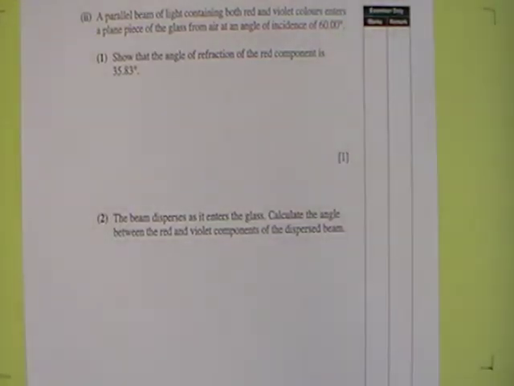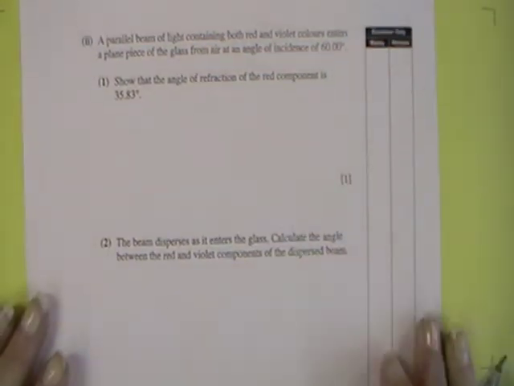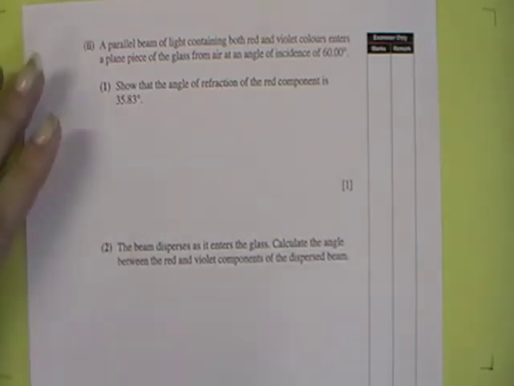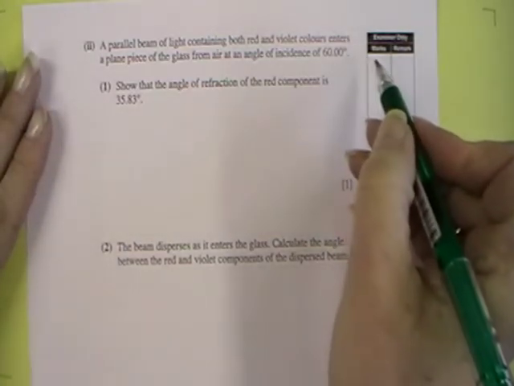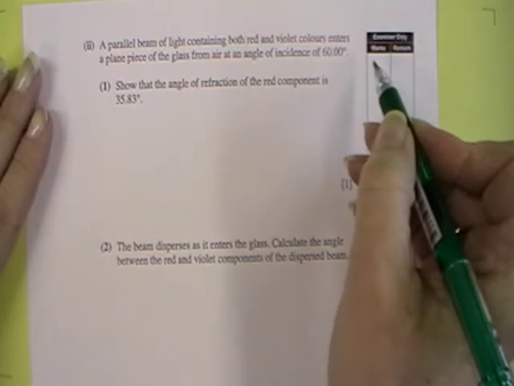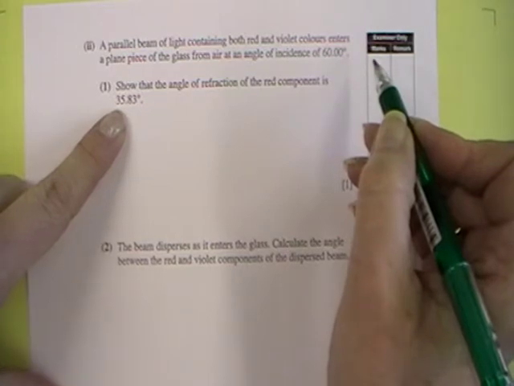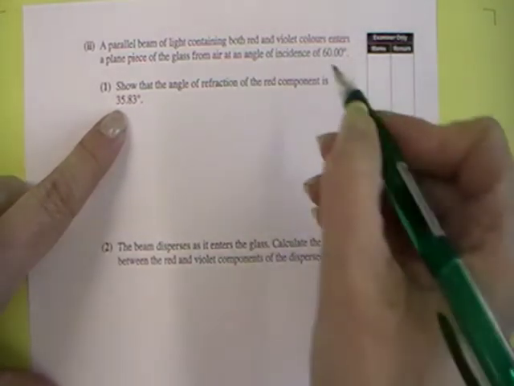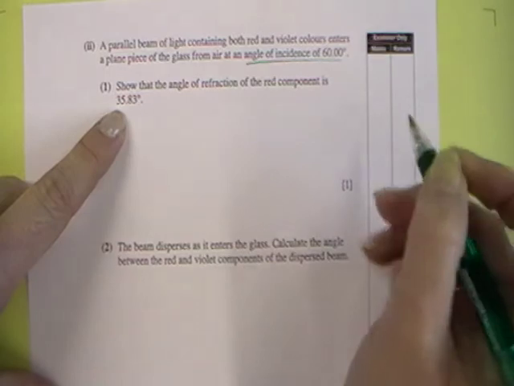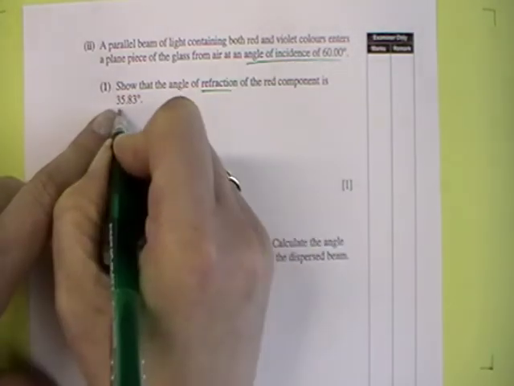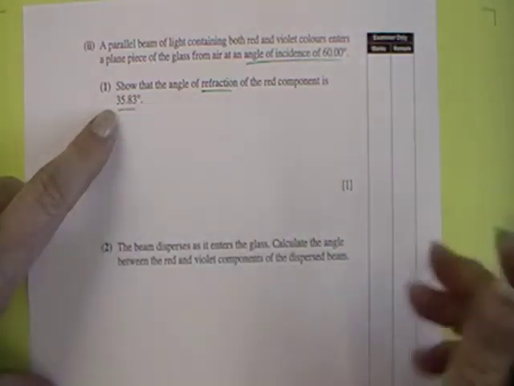A parallel beam of light containing both red and violet colours enters a plain piece of glass from air at an angle of 60.00 degrees. Show that the angle of refraction of the red component is 35.83. Well, we've been given the angle of incidence. We want to find that the angle of refraction is 35.83.